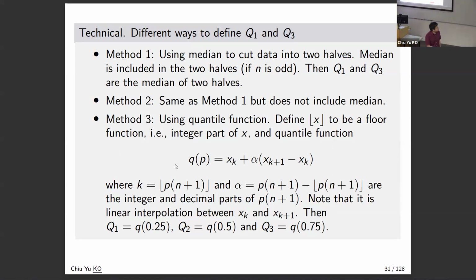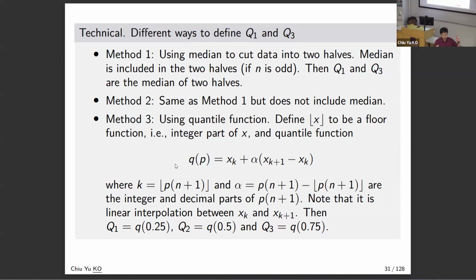If your data has an even number of observations, the median is not an observation, right? The median is somewhere in the middle, and these two methods will be the same. Why? Because the median is not a data point, so naturally the two halves of data are split, and you calculate the median again, take a difference, and you're done.